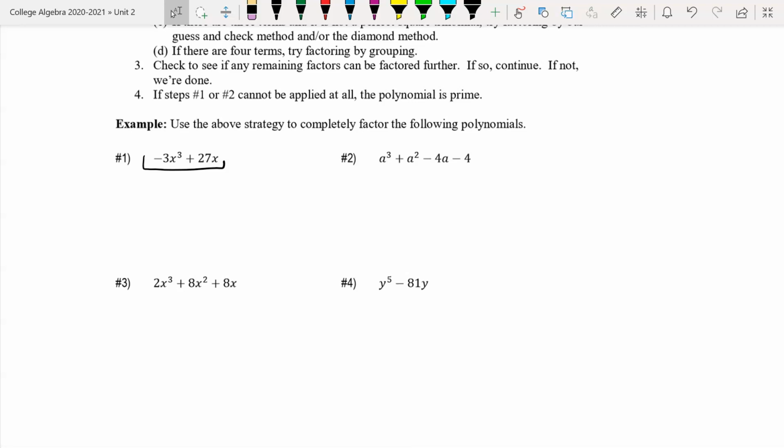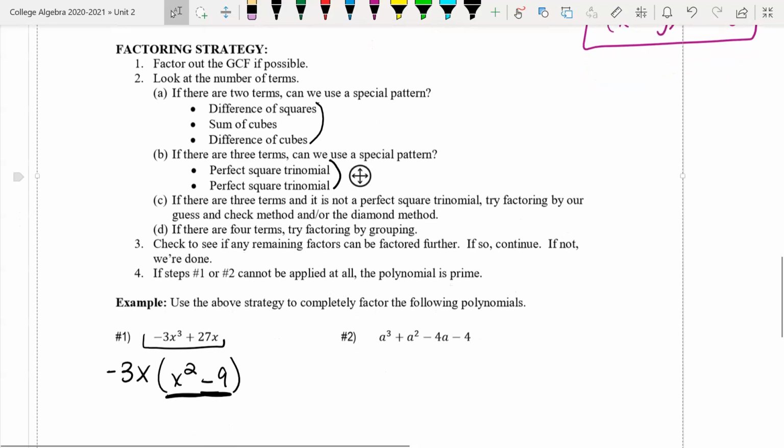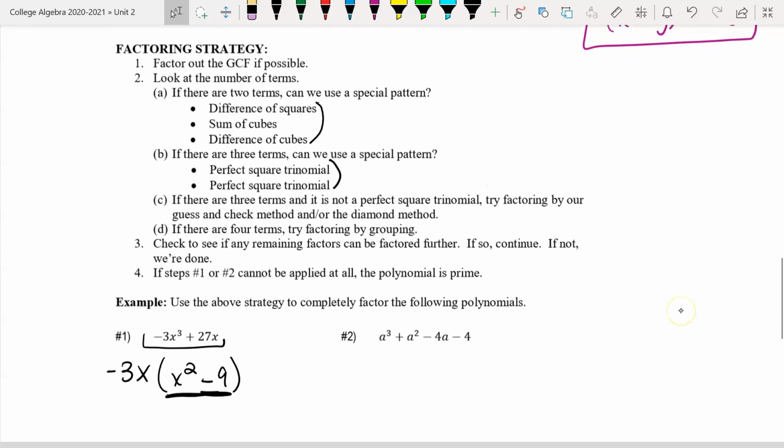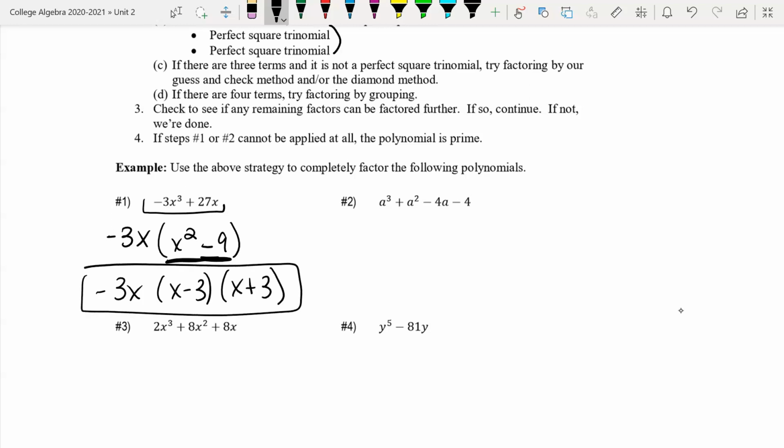What you're going to do, I'm going to do my GCF first. So my GCF is -3x, so I get x squared minus 9. That right there is a difference of squares. So it factors into -3x, x minus 3, x plus 3. You always have to make sure and check, can you factor it further? Because most of these you can. That's why I threw these examples in here.